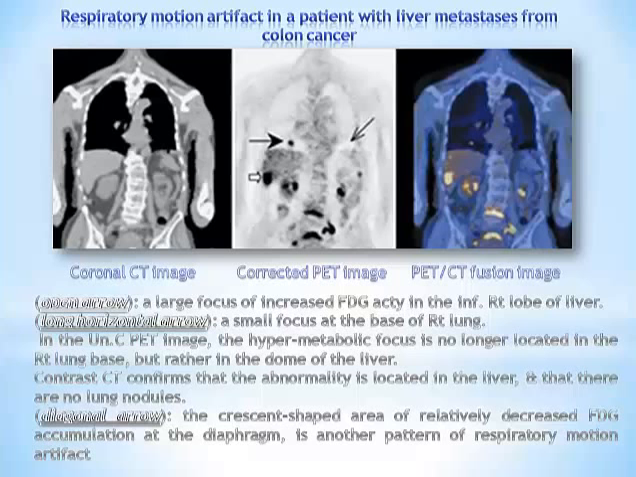This is another example, again with the same thing. You can see the CT scan. For the CT scan there isn't any problem, and it's showing a normal respiration cycle. But for the corrected PET image, it's showing again that the focal area is related to the base of the lung, while in fact all the nodules belong to the liver area.